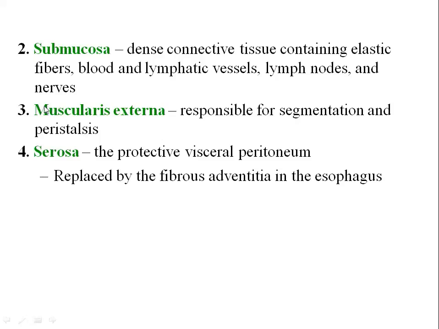Now, what protects this digestive system from the outer side? The outer layer is a serosa, the protective visceral peritoneum over the esophagus, stomach, duodenum, ileum, and jejunum. So the entire GI tract is externally protected with this serosa layer. In the esophagus it is replaced by fibrous adventitia, because it is an extended portion, a long cylindrical tube. So the serosa membrane in the case of the esophagus is called a fibrous adventitia.